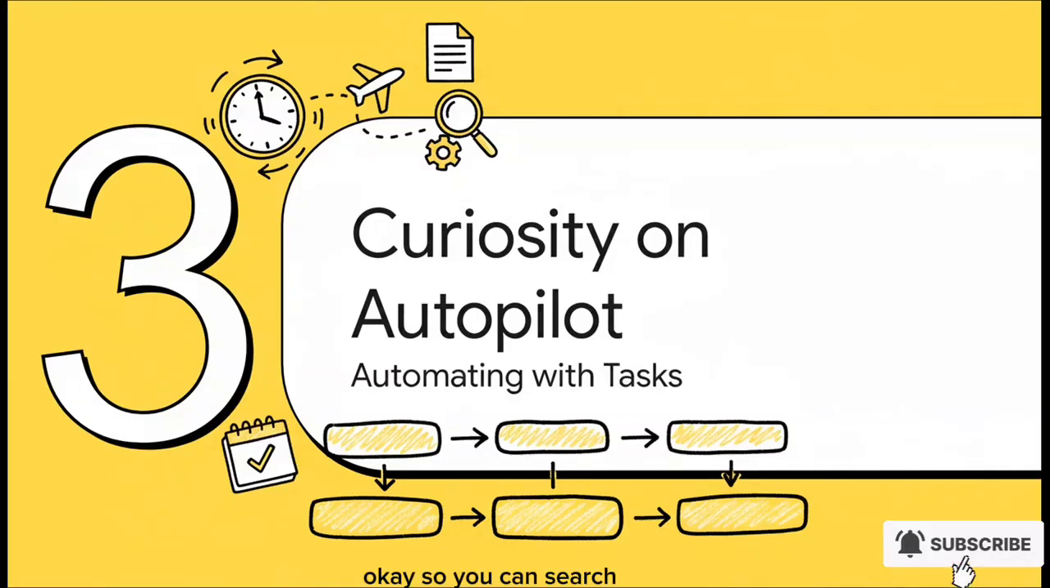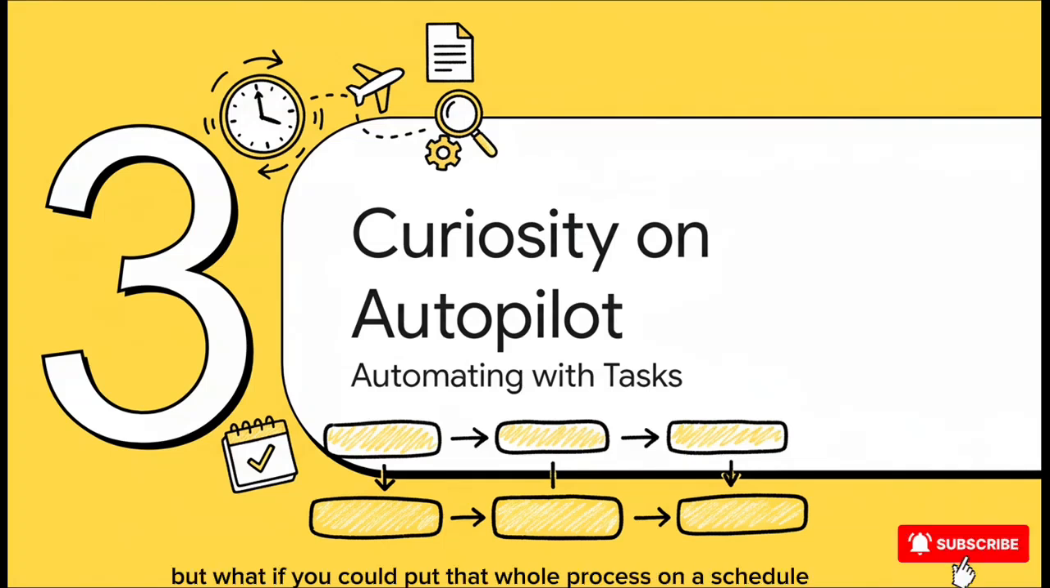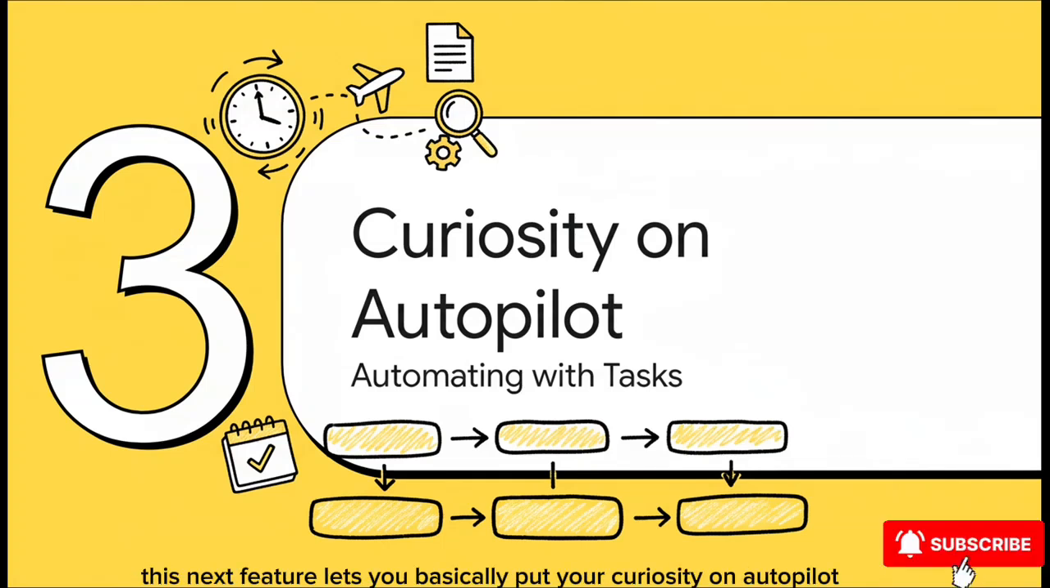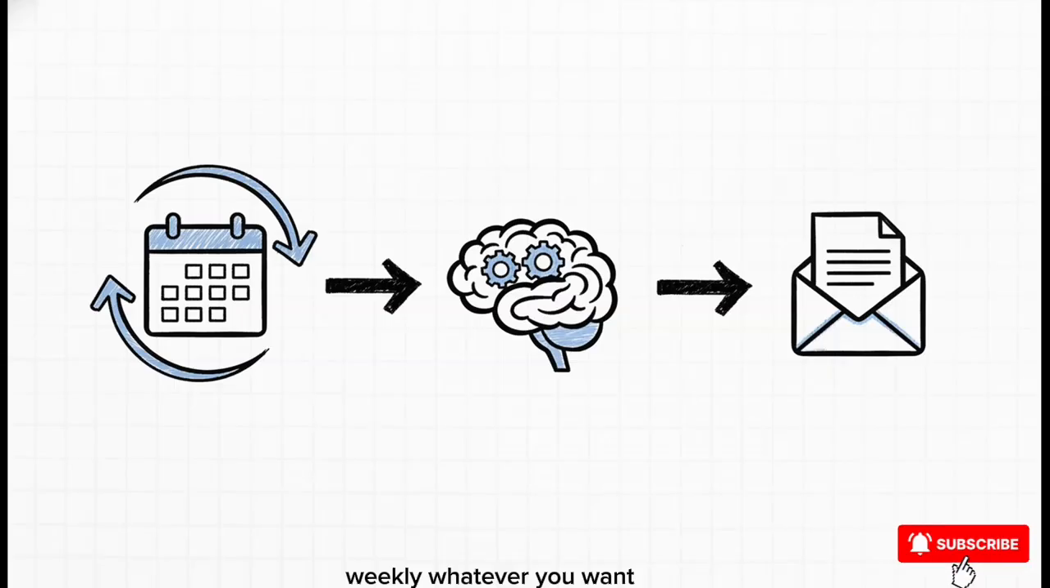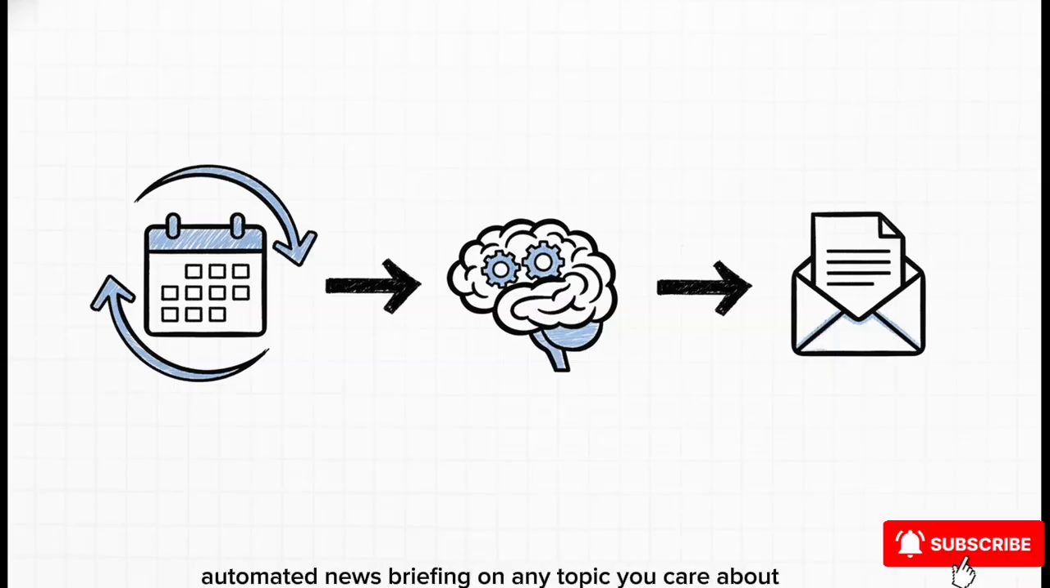Okay, so you can search, you can organize, and you can create. But what if you could put that whole process on a schedule? This next feature lets you basically put your curiosity on autopilot. It's a feature called Tasks, and it's brilliant. You can tell Perplexity to run a specific search for you over and over again, daily, weekly, whatever you want. It's like setting up your own personal automated news briefing on any topic you care about.